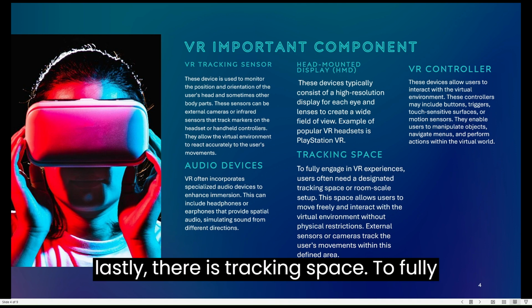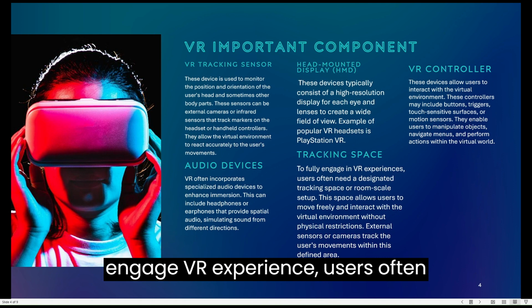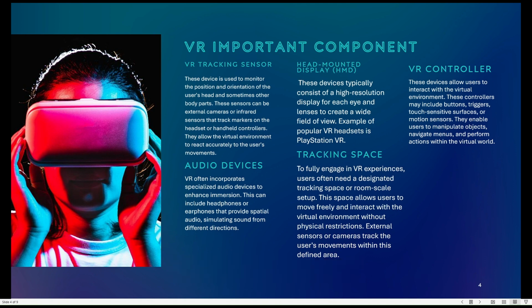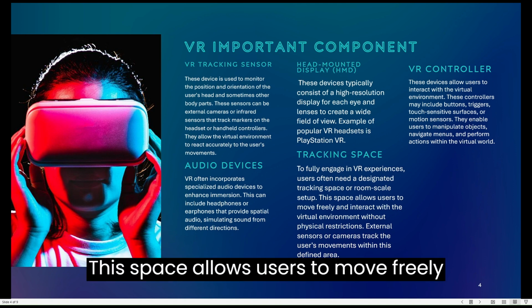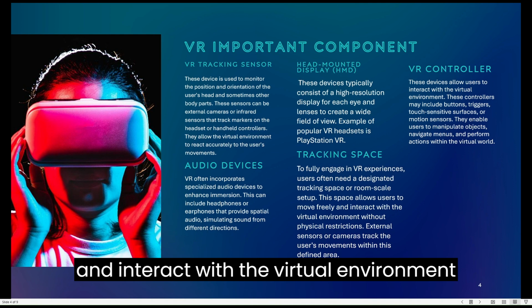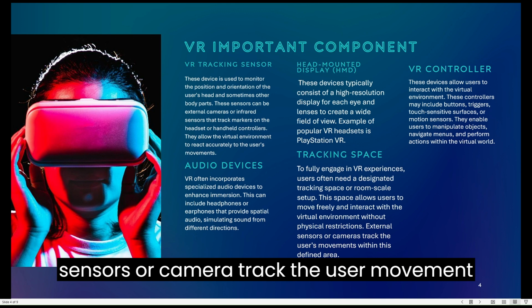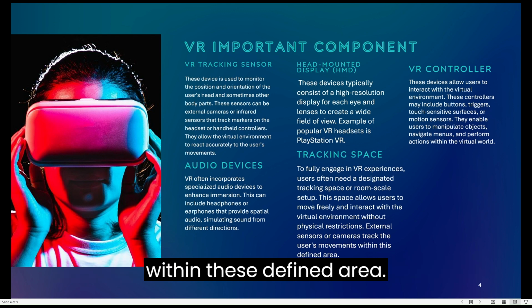And lastly, there is the tracking space. To fully engage in a VR experience, users often need a designated tracking space or room-scale setup. This space allows users to move freely and interact with the virtual environment without physical restrictions. External sensors or cameras track the user's movement within this defined area.